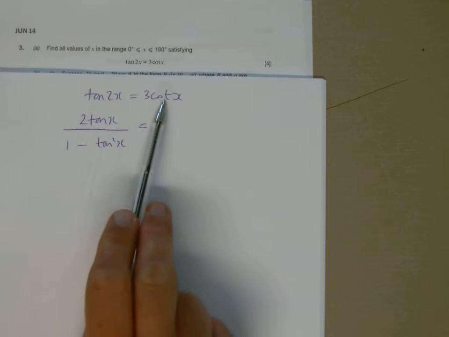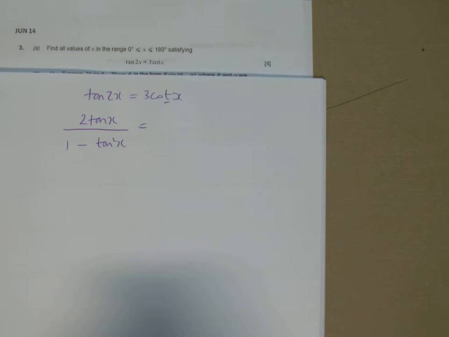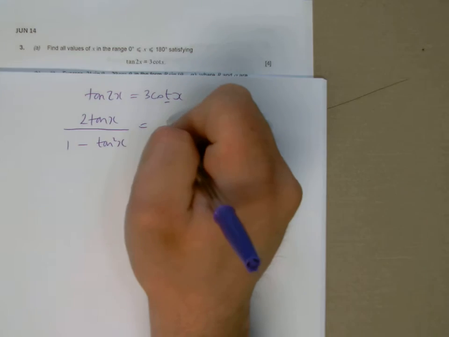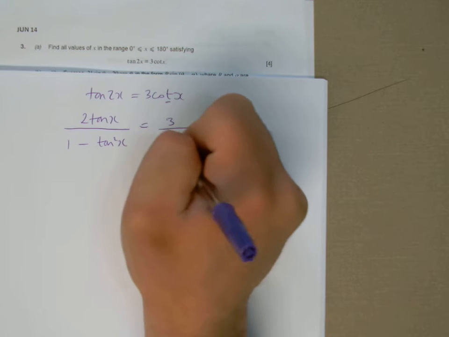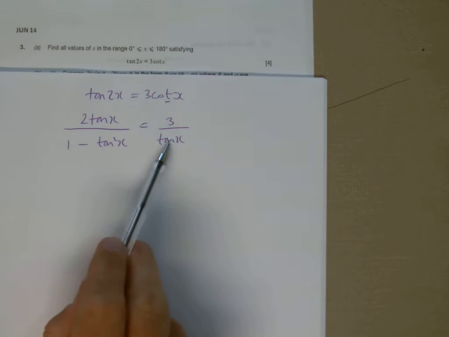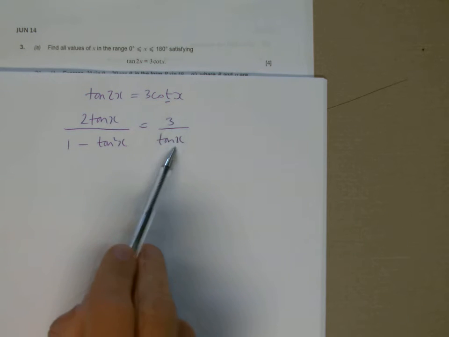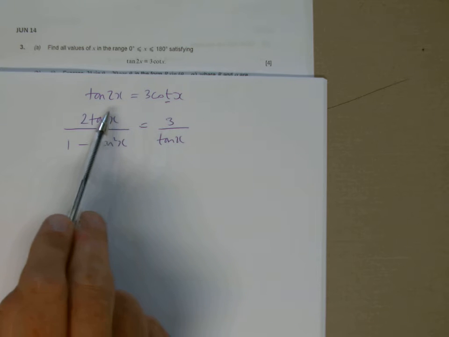But cot, of course, if you think about it, cot is 1 over tan, isn't it? Remember that rule from C3? The third letter is T, so it'll be 1 over tan. So I can rewrite that as 3 over tan. Okay? That's what I've got there. And what I'll do then is cross multiply, and I'll take that tan x over that side, because I'm dividing by tan x, take it over the other side and times.